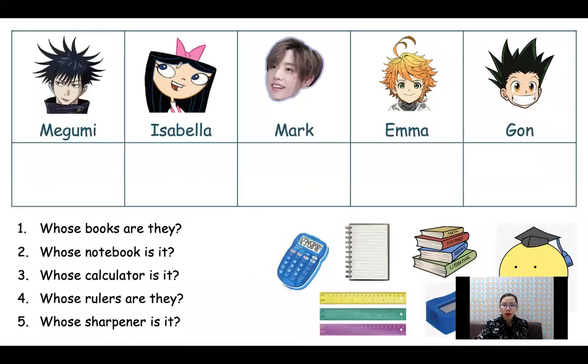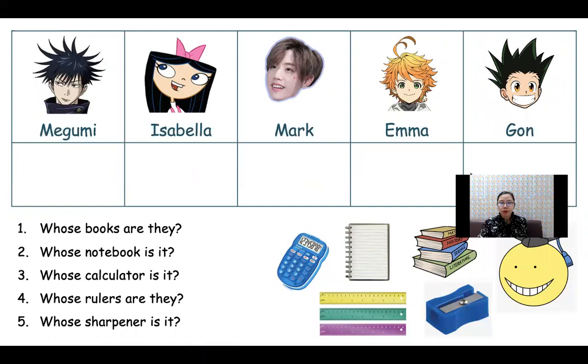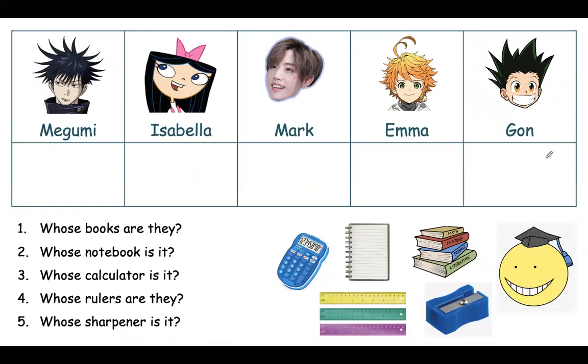Activity. Let's go to our activity for today. It's the same now. So we have here 5 people. We have Megumi, Isabella, and then Mark. This is Emma, and this is Gon. Now the teacher asked, number 1, whose books are they? Now how do you answer this question? They are books.